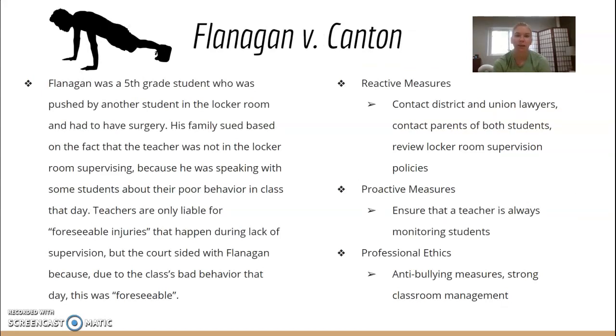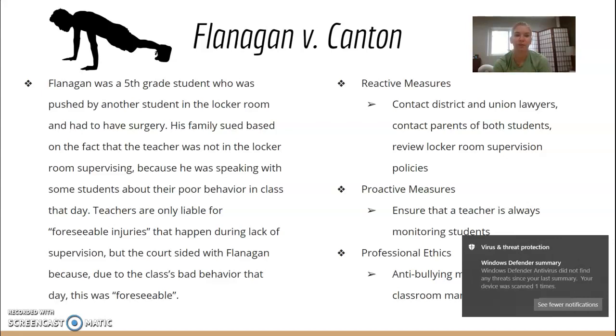The next one's Flanagan versus Canton. Flanagan was a fifth grader who was pushed in the locker room by another student. He had to have his spleen removed. His family sued based on the fact that the locker room wasn't supervised because the class had been unruly and the teacher had let them go to the locker room late, and then he stayed behind to discipline a few other students. And then Flanagan was injured while the teacher was disciplining other students elsewhere.